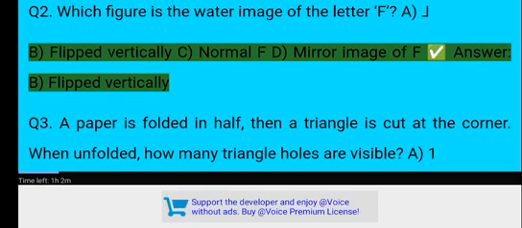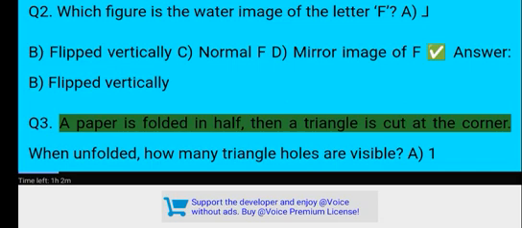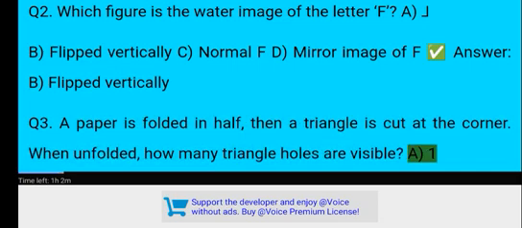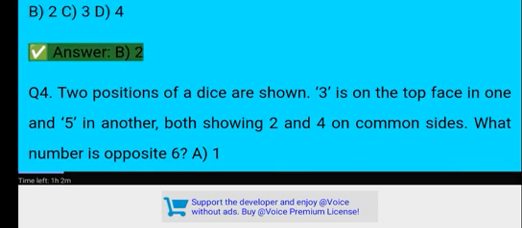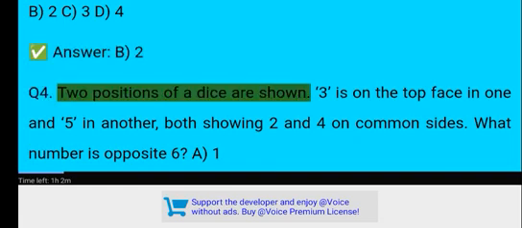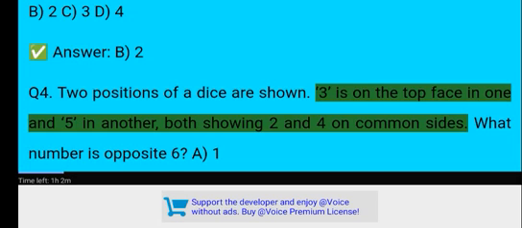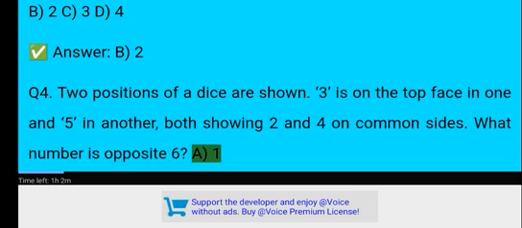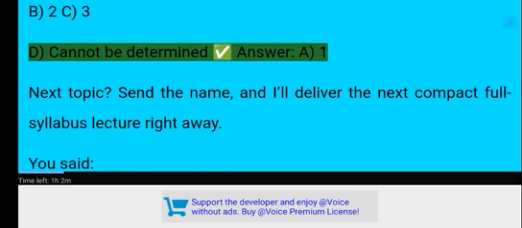Q3. A paper is folded in half, then a triangle is cut at the corner. When unfolded, how many triangle holes are visible? A. 1, B. 2, C. 3, D. 4. Checkmark answer: B. 2. Q4. Two positions of a dice are shown. 6 is on the top face in one, 5 in another, both showing 2 and 4 on common sides. What number is opposite 6? A. 1, B. 2, C. 3, D. cannot be determined. Checkmark answer: A. 1.